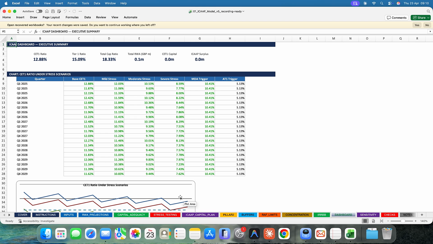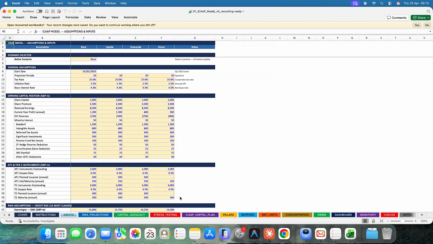This is where the discipline shows. Every assumption the model uses lives on this sheet. Nothing is hard-coded anywhere else. 3 scenario columns, 1 selected column, 1 formula. When an internal validator asks what drives the Pillar 1 calculation, you open this tab and the conversation is simple.